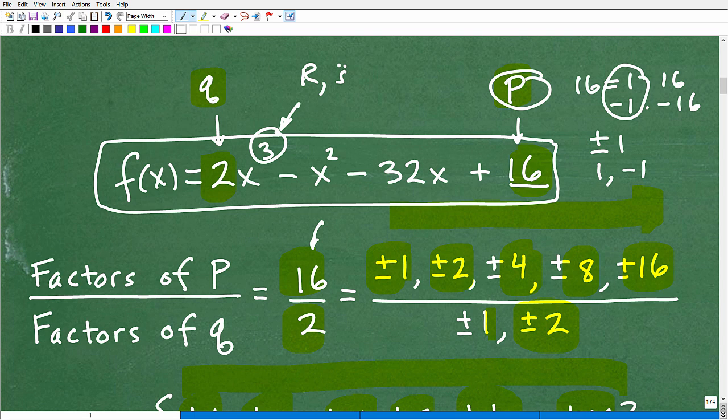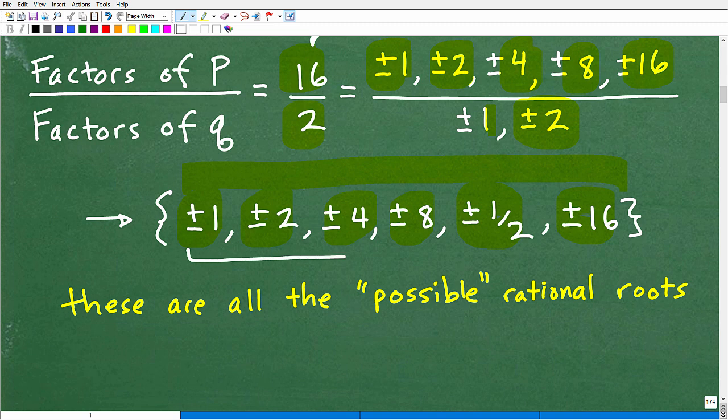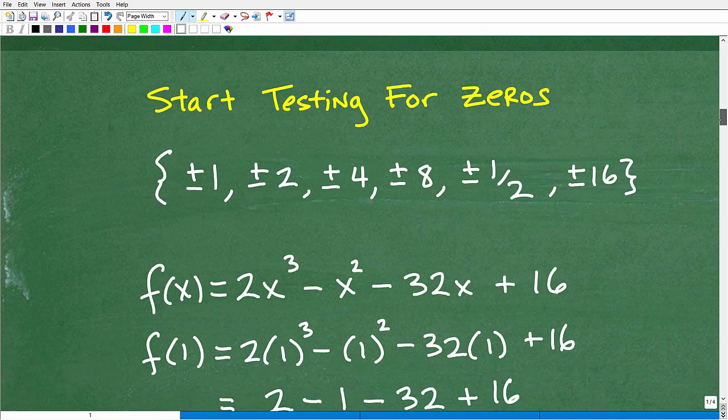So if this polynomial equation has rational roots, it's going to be found with these guys. All right, so what do we do? Well, is that all of it? No, we now want to go test these guys. Let's see if we actually have any rational roots.